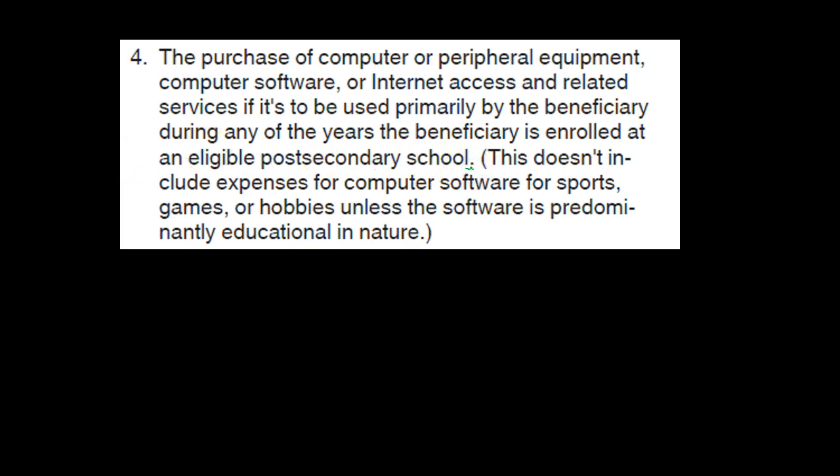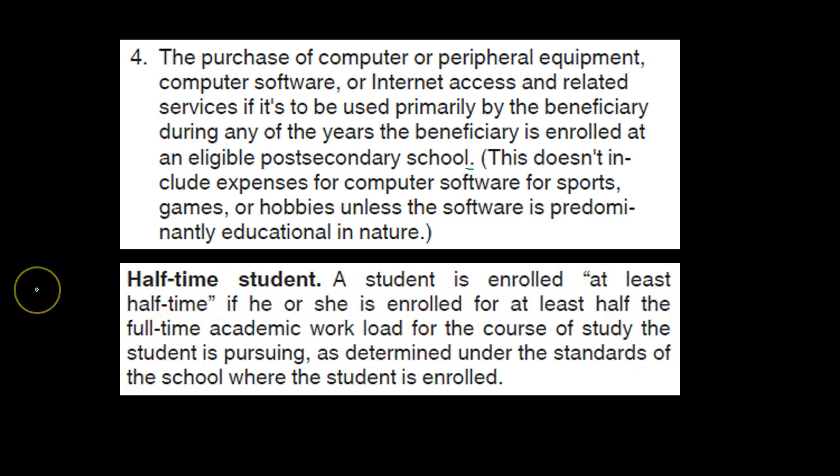So again, this is another one where you might say it's not like a given. We would think that tuition would be given. Now we're talking about types of equipment. So the purchase of computer or peripheral equipment, computer software, and internet access. So those are some items to consider. Back to the text. This doesn't include expenses for computer software for sports, games, or hobbies unless the software is predominantly educational in nature.